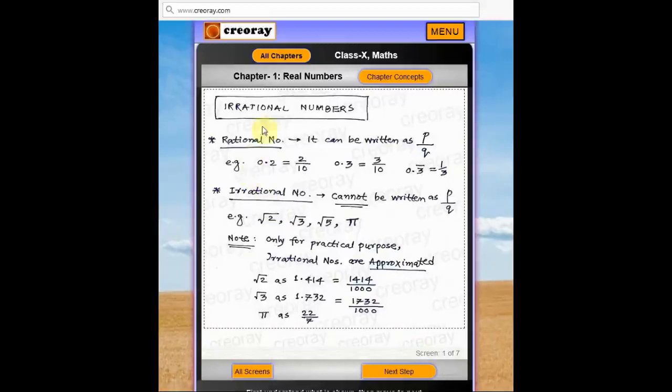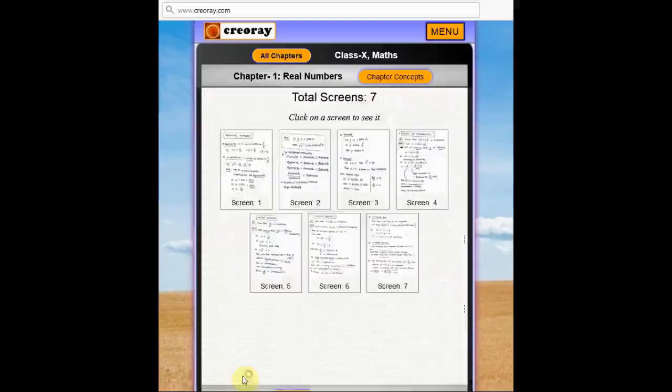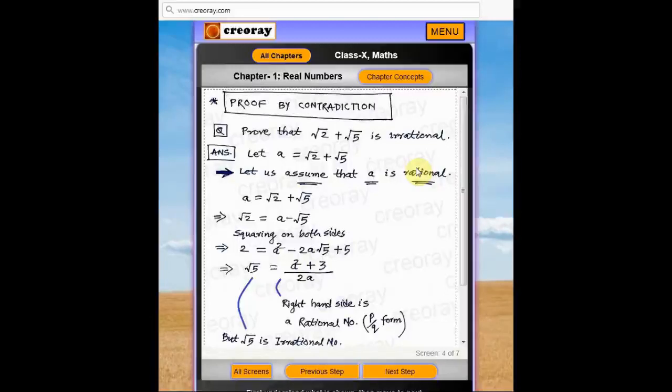In this revision class, I will not take all the material. Let's pull up a question for you. Screen number 4. Okay. Proof by contradiction. Now this is an exam question. You can expect a question on this. The question will be something like this. Prove that root of 2 plus root of 5 is irrational.